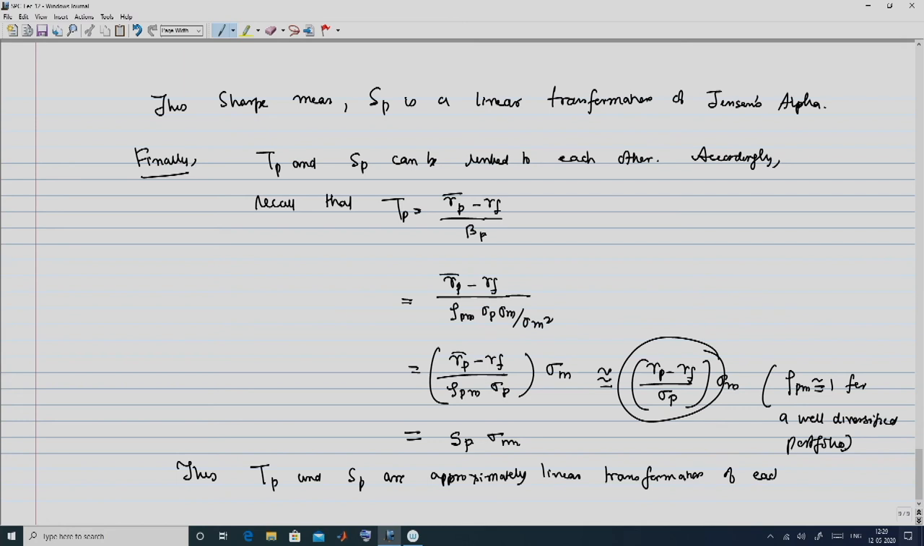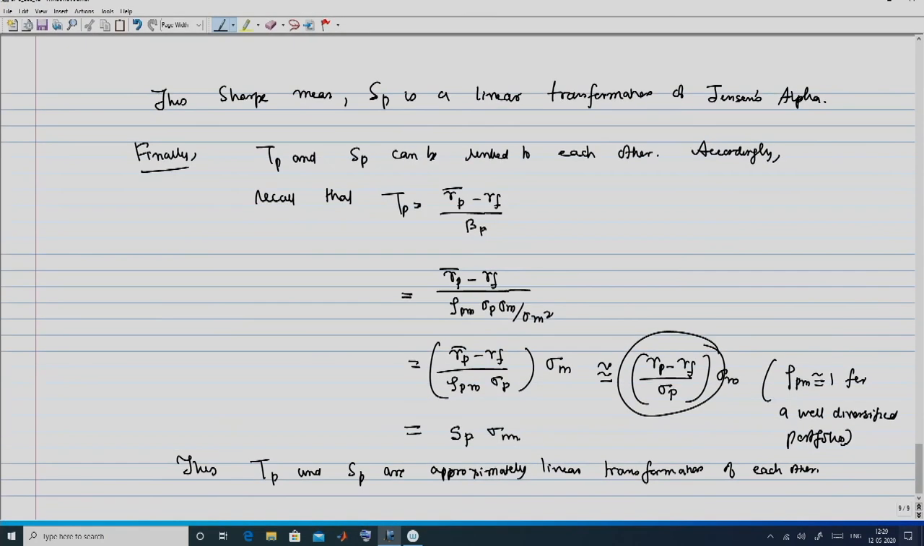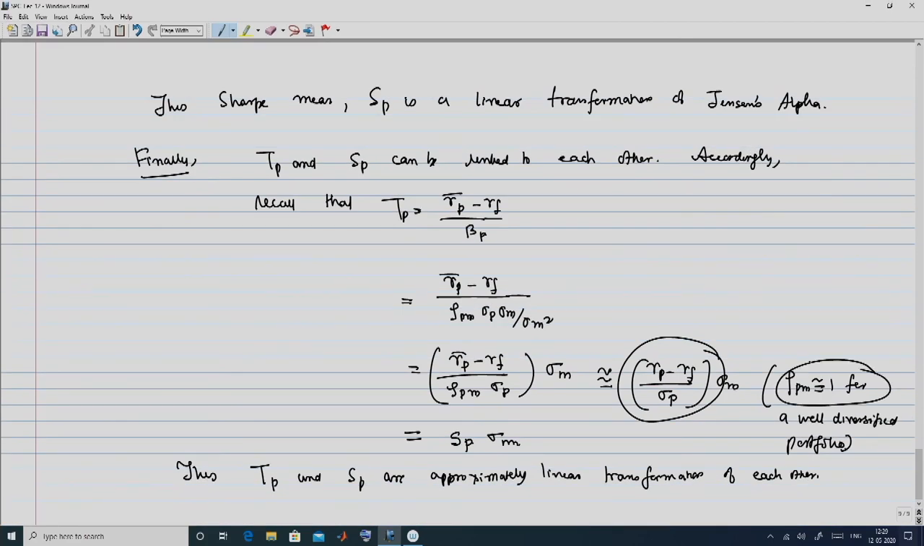And before I forget, I just want to point out that I have assumed that rho pm is approximately 1 for a well-diversified portfolio. The reason is that the more diversified your portfolio P is, the closer you are getting to the market portfolio. That means you are getting closer to a portfolio mimicking the market portfolio M, and accordingly the correlation coefficient will keep approaching 1.